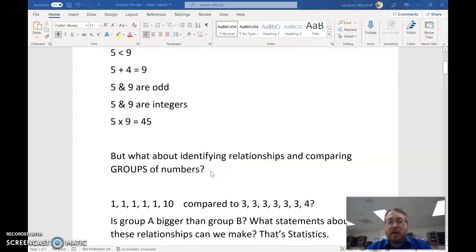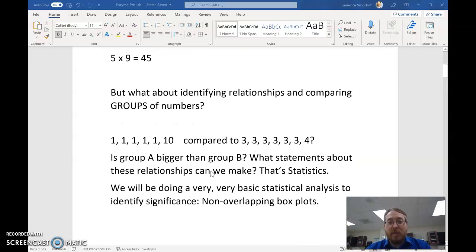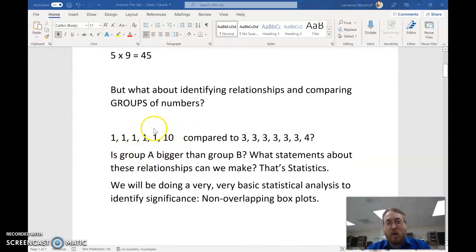But what about identifying relationships and comparing groups of numbers? What if you have this data over here, 1 1 1 1 1 10, and we're saying we have to make comparisons to that data, 3 3 3 3 3 3 4. What do we say? Is group A bigger than group B? What statements about the relationships can we make? This is what statistics does for us when we're trying to compare groups of numbers, not just one number compared to another number, but we have groups.